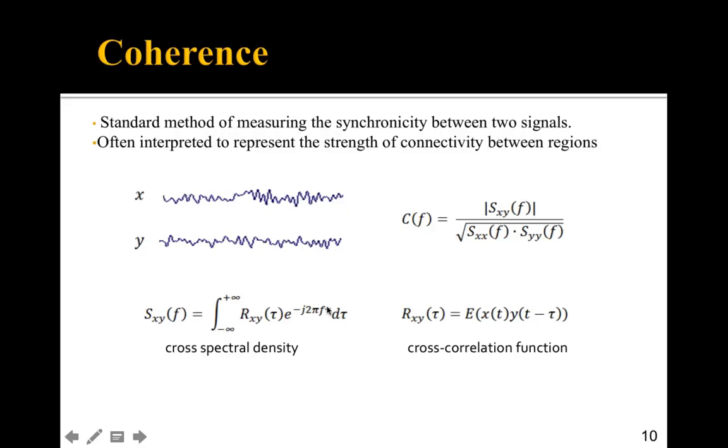You may, if you're from an electrical engineering background, remember that a power spectrum can basically be found by taking the autocorrelation and taking its Fourier transform. A cross spectrum can be found by taking the cross correlation and taking its Fourier transform.